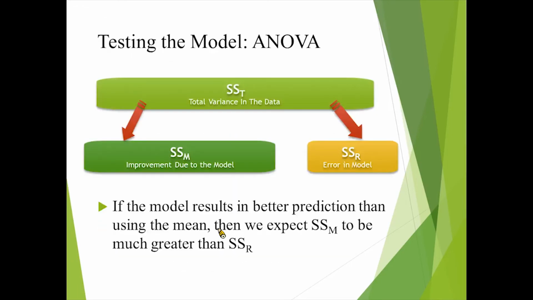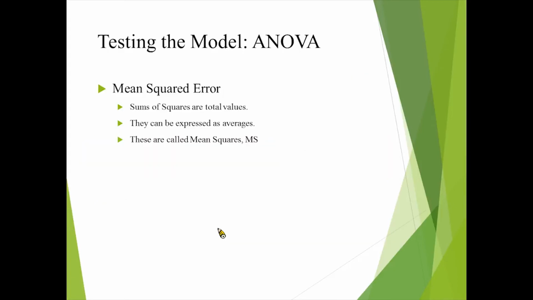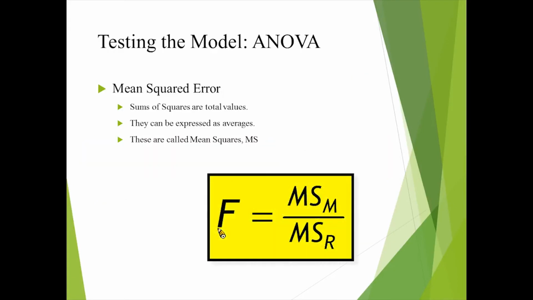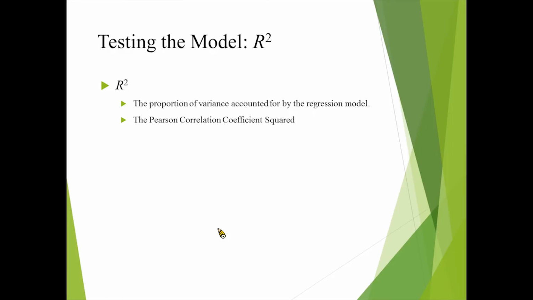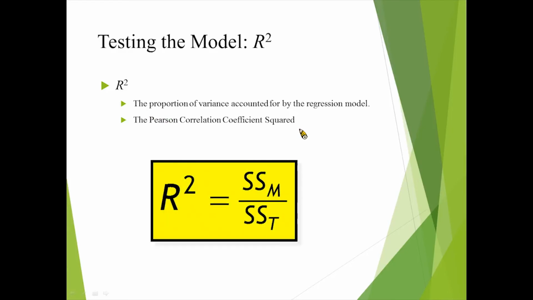And ANOVA, we test the model. And this is the F value, the F test. R squared is the proportion of variance accounted for by the regression model, and the Pearson correlation coefficient squared.